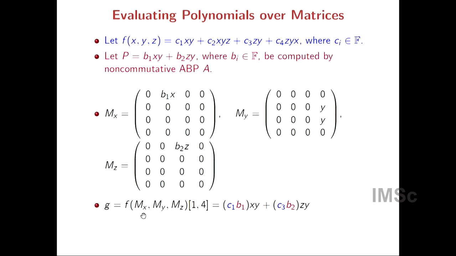And now, if I want to compute the Hadamard product of F with P, all I need to do is, for the variables x, y, and z in the polynomial F, I just substitute these three matrices and look at the 1/4 entry, because 1 is the starting state of my algebraic branching program and 4 is the final state. And that will give me the Hadamard product of the two.